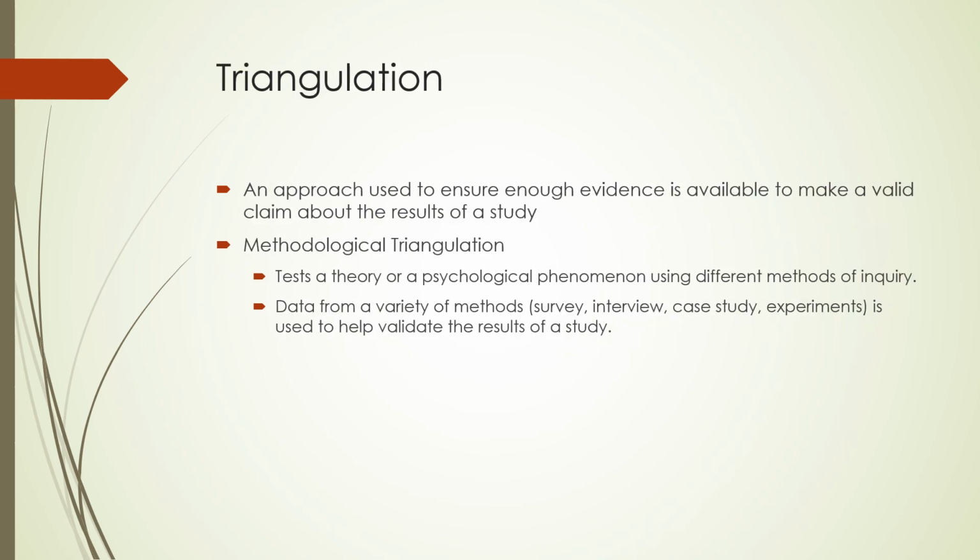So the last term that we're going to talk about today is this idea of triangulation, which is something that you may not have heard before, but I think once you think about it, it makes a lot of sense, and you probably have worked with it in the past. So this is an approach to ensure that there's enough evidence available to make a valid claim about the results of a study. One of the main ways that this happens in psychological research is to use methodological triangulation. And when we talk about triangulation, really all we're saying is that we're finding multiple sources of information or evidence to back up our claim. So with methodological triangulation, this is where you test a theory or a psychological phenomenon using different methods of inquiry. So you may not just rely on a lab experiment, but you may have a survey, an interview, a case study, all within the same experiment to back up what you are saying about this particular phenomenon.